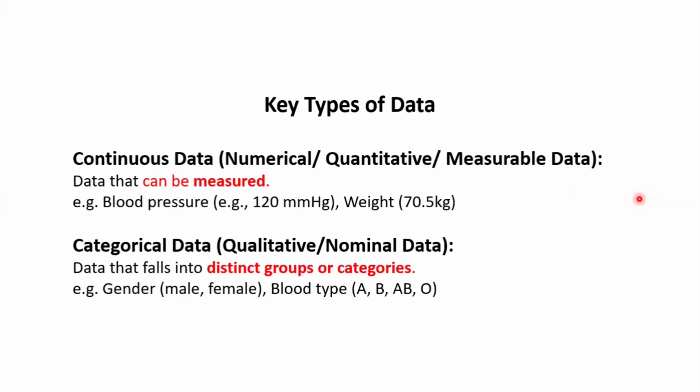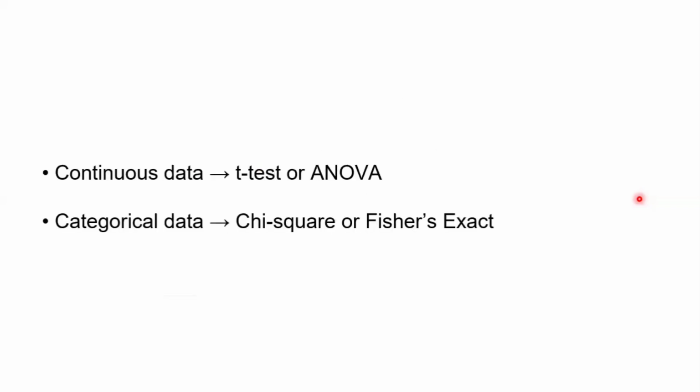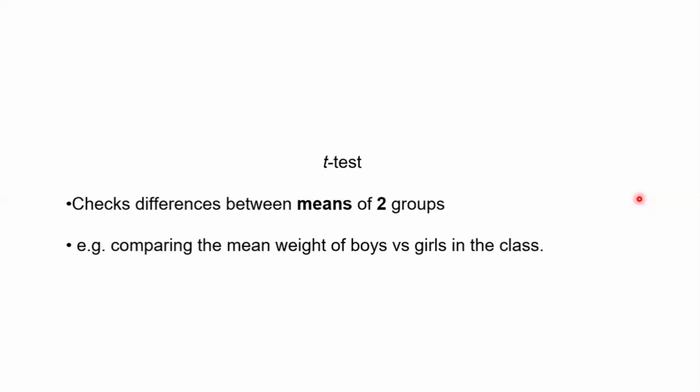For example, we're talking about systolic blood pressure is 120 or 160. We can answer how much blood pressure, that is 120. In case of categorical data, the data falls into distinct groups or categories, but we cannot actually answer how much. For example, the blood type of a person is either A or B or AB or O. If the blood type of a person is A, we cannot answer how much A. It's either A or B or any type else. It's not how much A or how much B. So based on this classification of data, for continuous data, we have different tests, and for categorical data, we have different tests, and we'll talk about it further.